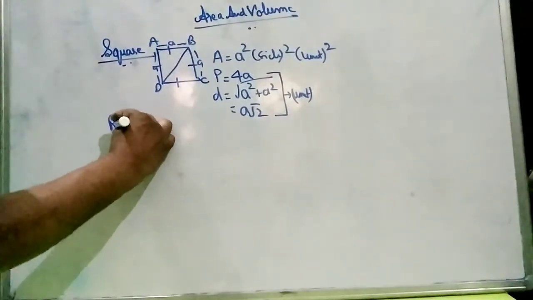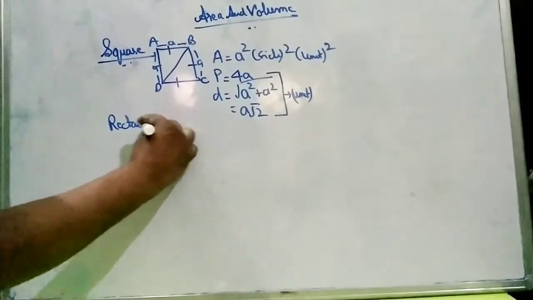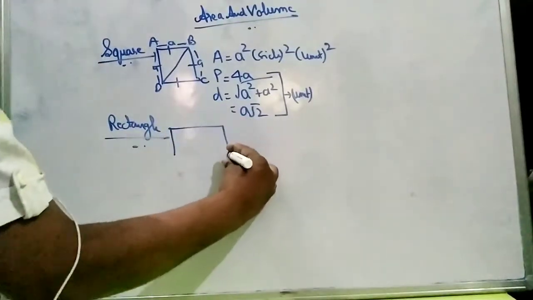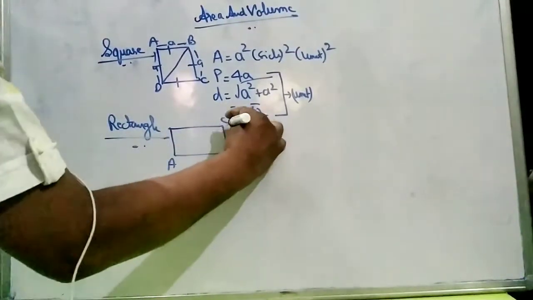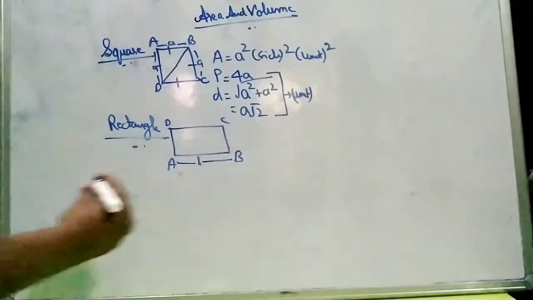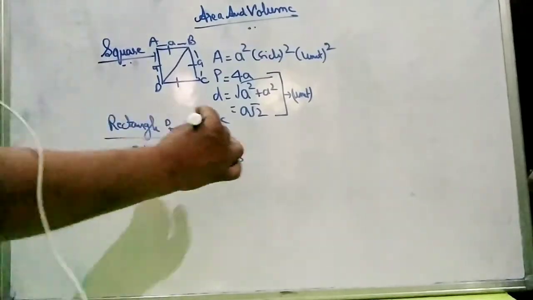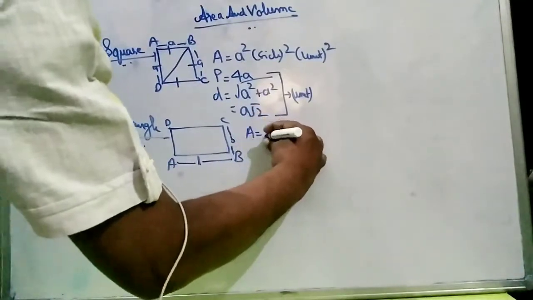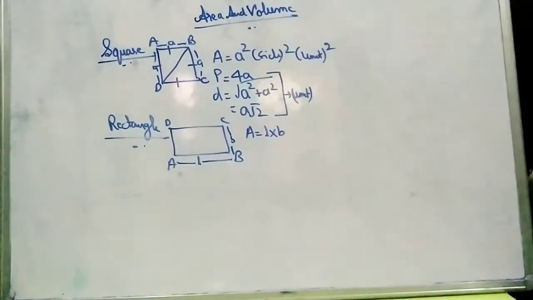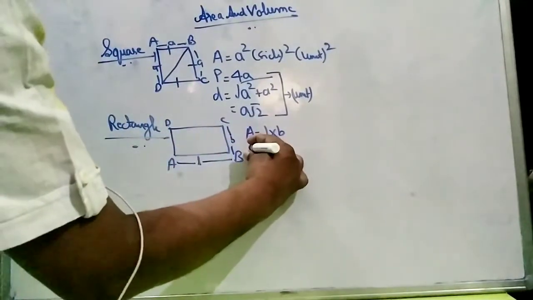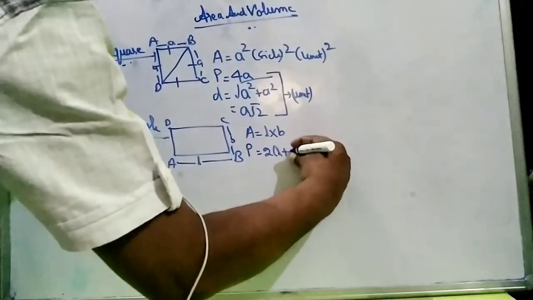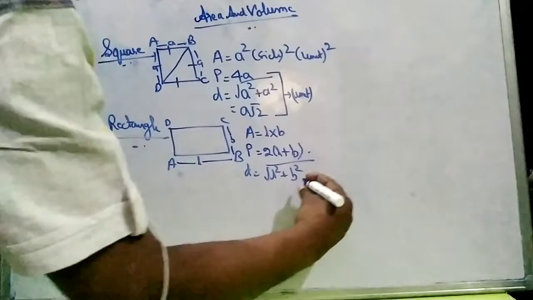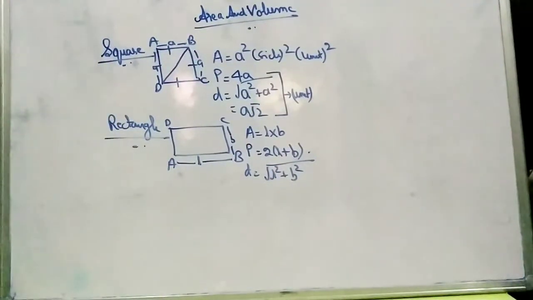Then apart from square, the second quadrilateral is the rectangle, A, B, C, D, whose opposite sides are equal. So AB will be considered as length, BC will be considered as breadth. The area A is equal to length into breadth, simple. Its perimeter is equal to twice length plus breadth, and the diagonal is equal to under root L square plus B square.